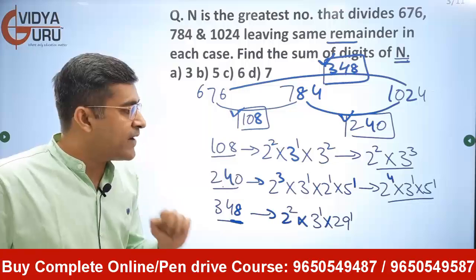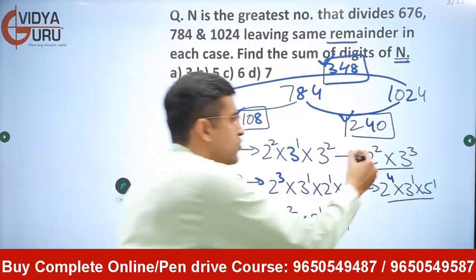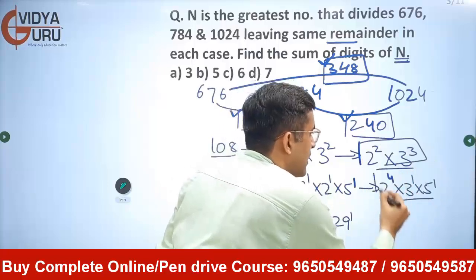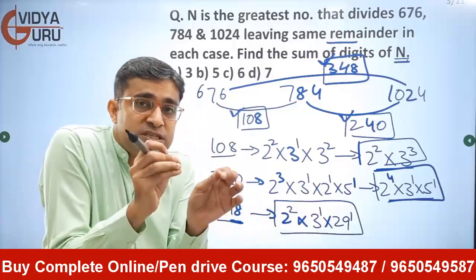So what are the common factors? The common factors are 2. Yes, 2 is present everywhere. 2 is there in each of them. So I have to choose the smallest power.